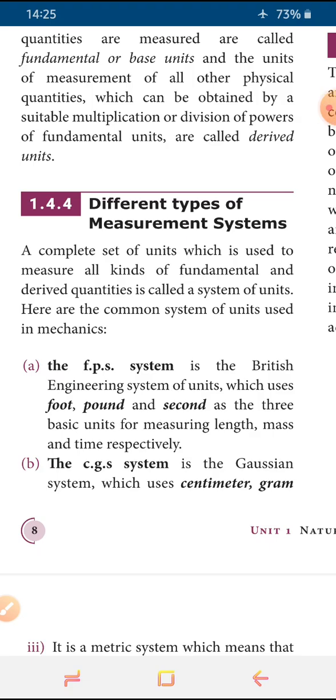After that CGS was followed. This is also called the Gaussian system. In CGS, C stands for centimeter, G stands for gram, and S stands for second. So centimeter is for length, gram for mass, and second we followed for time. So this is the second method.